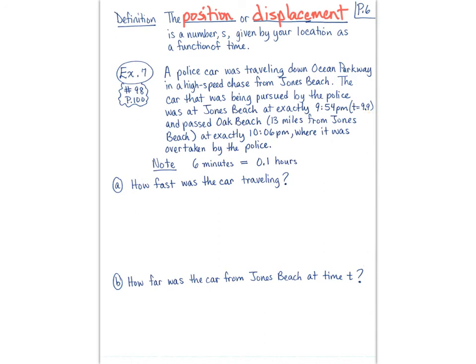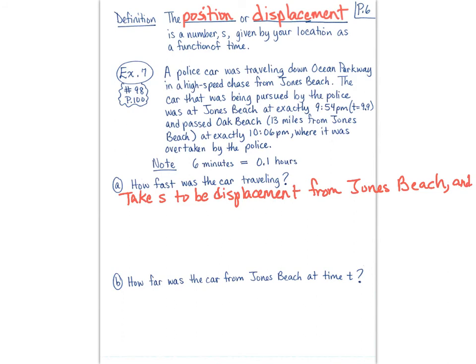Okay? So, knowing that, we need to find out how fast was the car traveling. So in other words, we're asked to find our what? We're asked to find our slope. Very good. So what we're going to do is take S to be displacement from Jones Beach and T to be the time in hours.